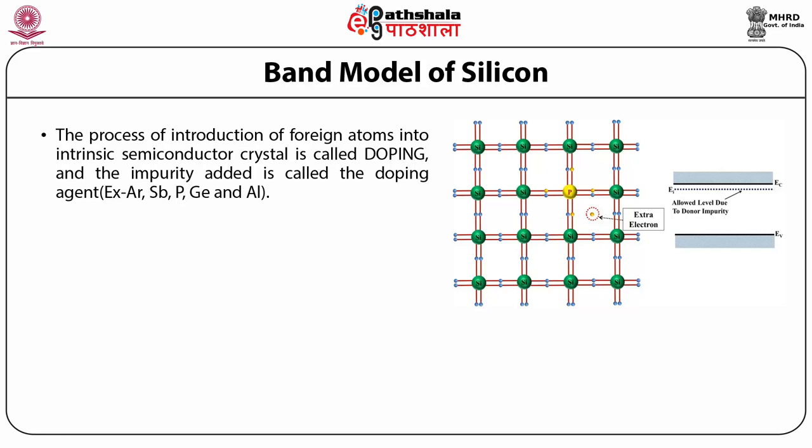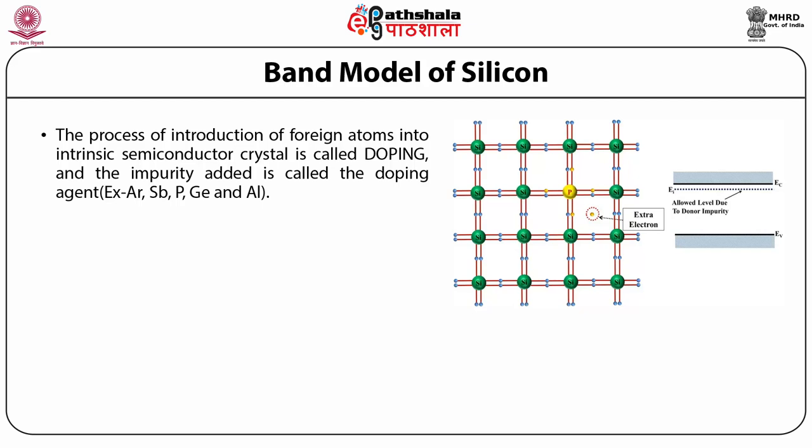Now suppose by some means we dope the pure silicon crystal by substituting a silicon atom with an atom from group 5, for example phosphorus, which has 5 valence electrons. Then the phosphorus atom would occupy the same position as that of the silicon atom in the crystal. This is clear from the figure on the right hand side, where the yellow colored sphere shows the phosphorus atom, which has already replaced the silicon atom.